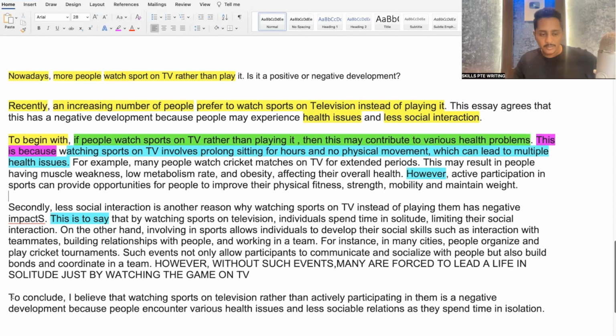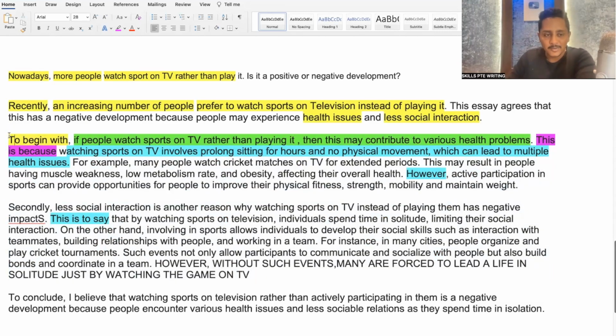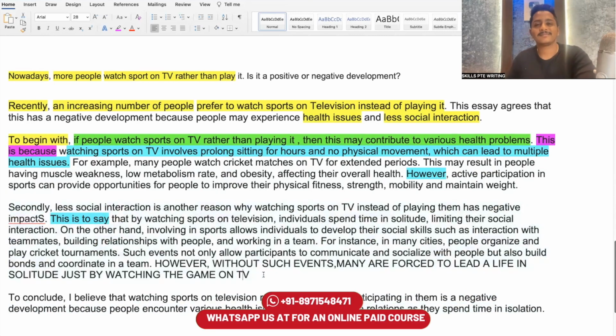So now to conclude, whatever is written here, second and third paragraph, whatever you have written. Second paragraph concluding one line, third paragraph summarizing one line. I believe that watching sports on television rather than actively participating is a negative development because people encounter various health issues. That is what you told here. And less sociable relations as they spend time in isolation. That is what you told. Done and dusted, essay is done.